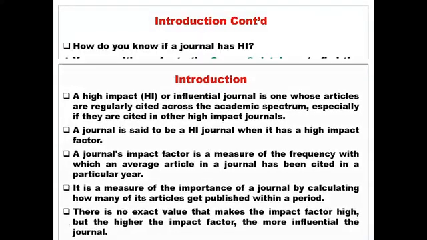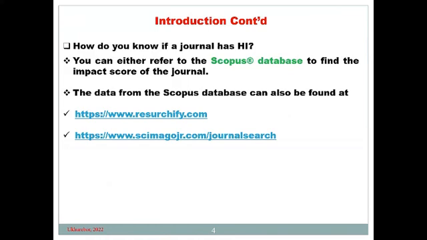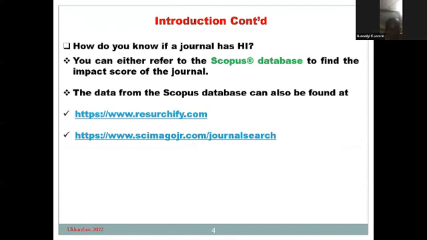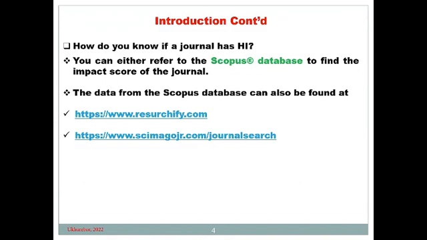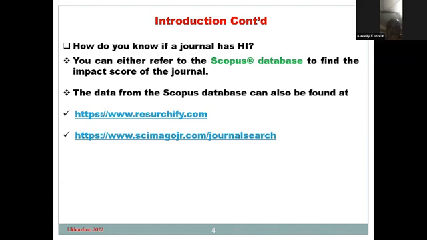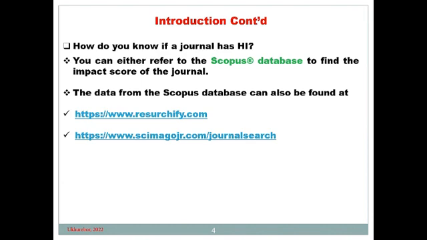The question you ask yourself, if we now know the meaning of high impact journal and impact factor, is how do you know a journal has high impact? Basically, let's not deceive ourselves. Scopus has taken the day. The first way you can know if a journal is high impact is to refer to the Scopus database to find the impact score of that journal. Scopus does all the ranking.